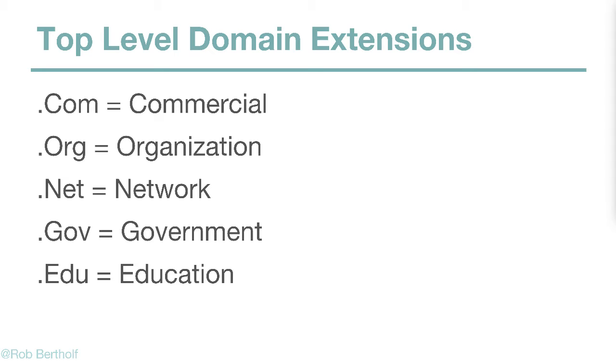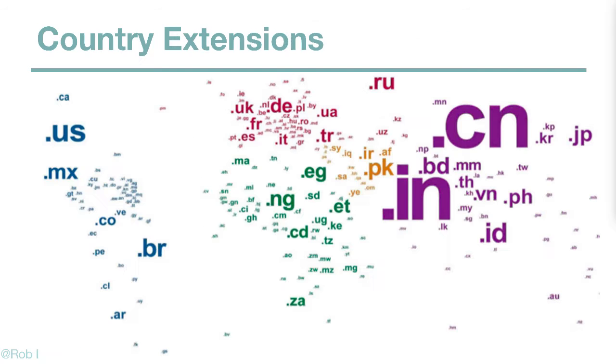So there are a lot of different domain extensions. We've seen them ranging from .com, which is commercial, .org is organizational, .net is network, .gov for government, .edu for education, and so on. Additionally, each country has their own domain extension. In the United States, we use .us. The United Kingdom is .uk, and so on.